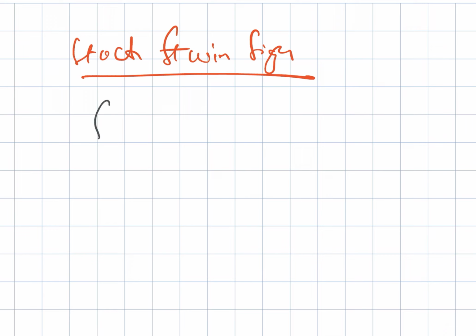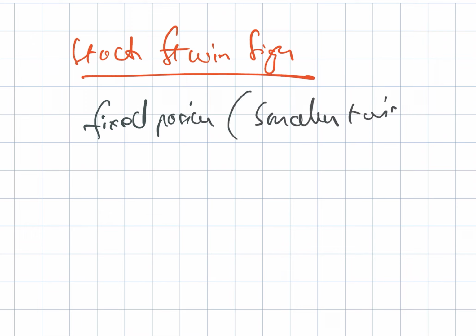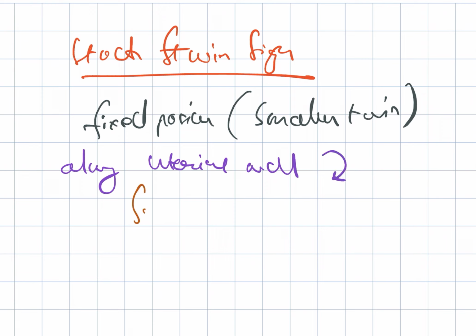The stuck twin sign. In case of the stuck twin sign, the smaller twin is held in a fixed position along the uterine wall, and this is due to severe oligohydramnios.